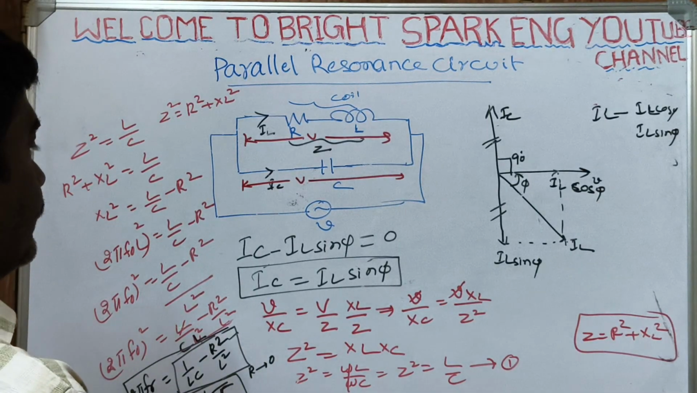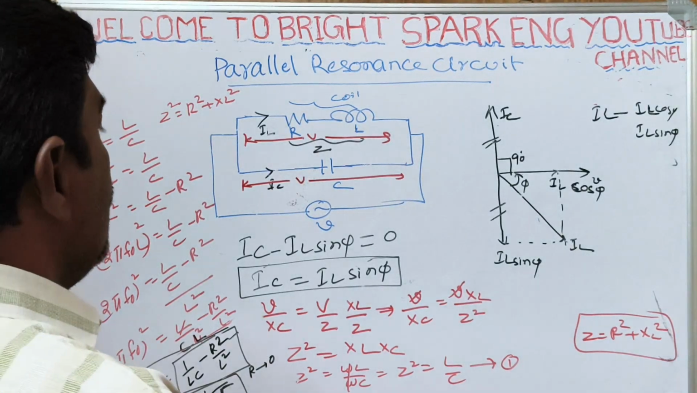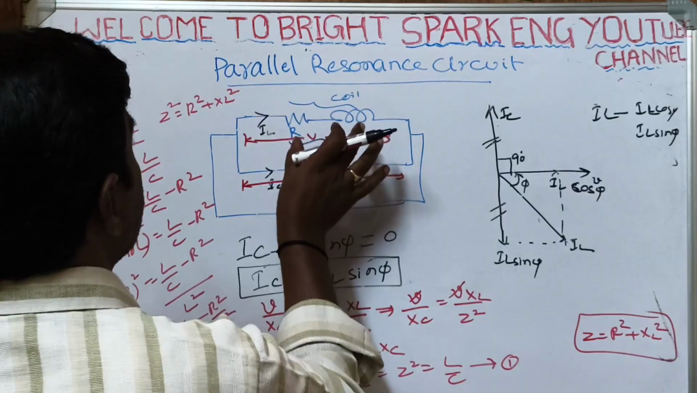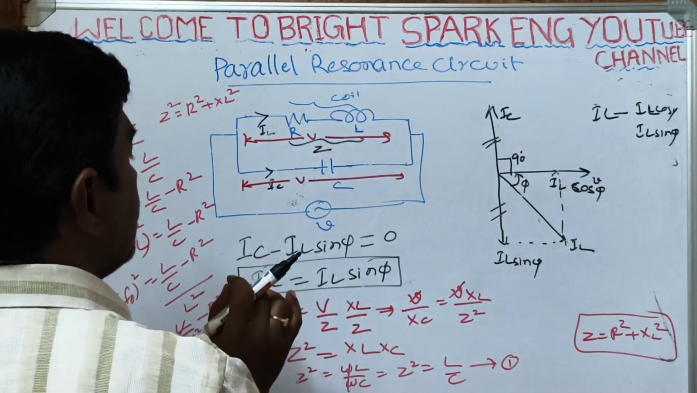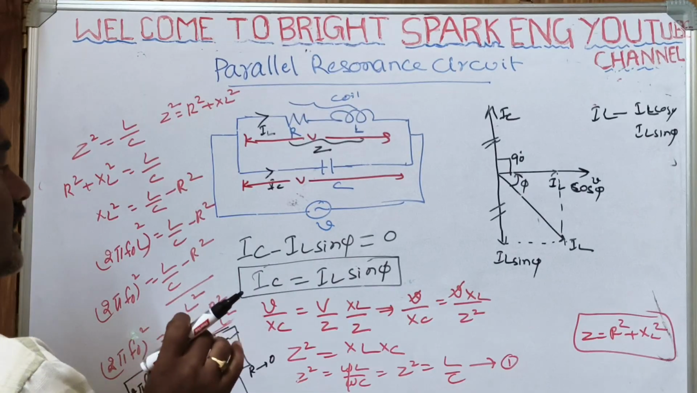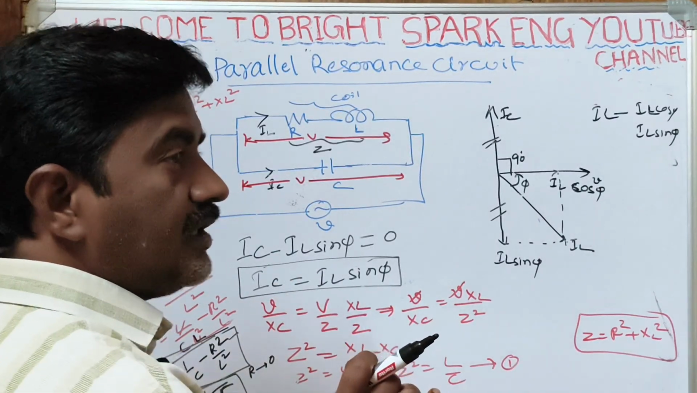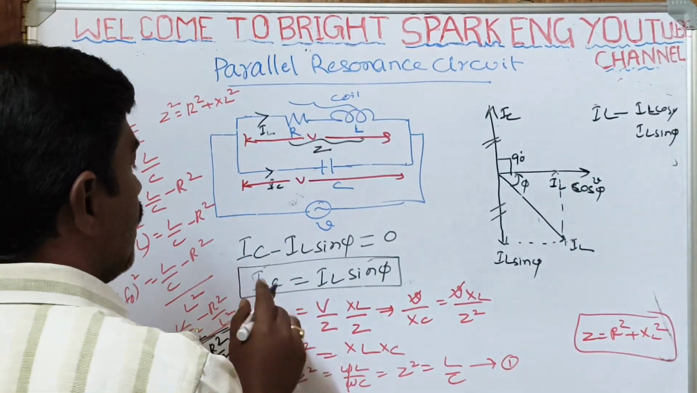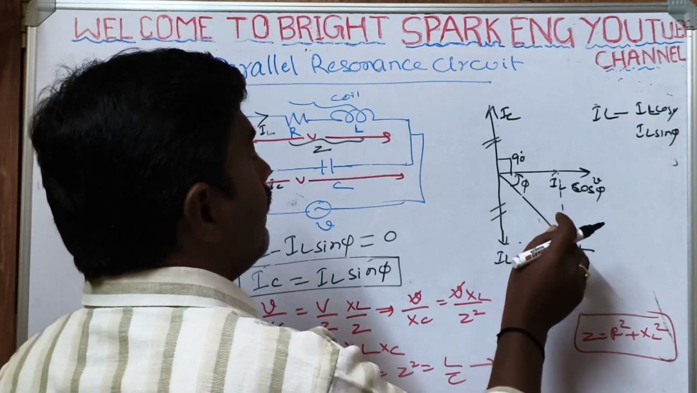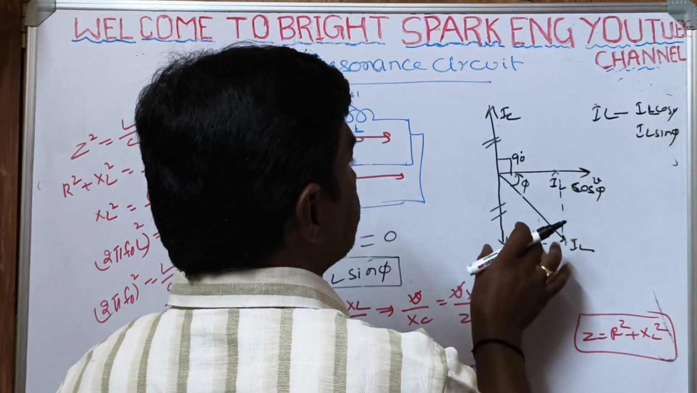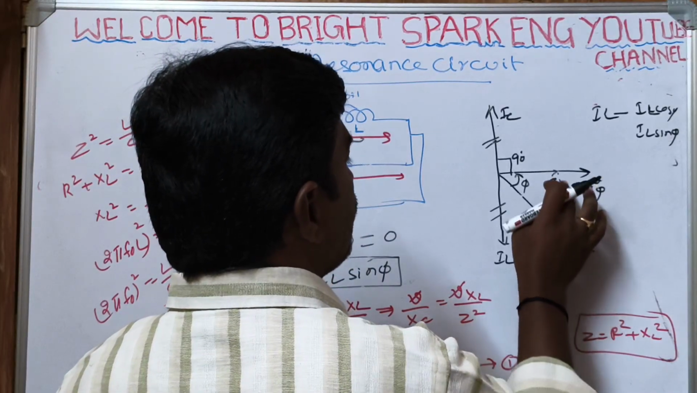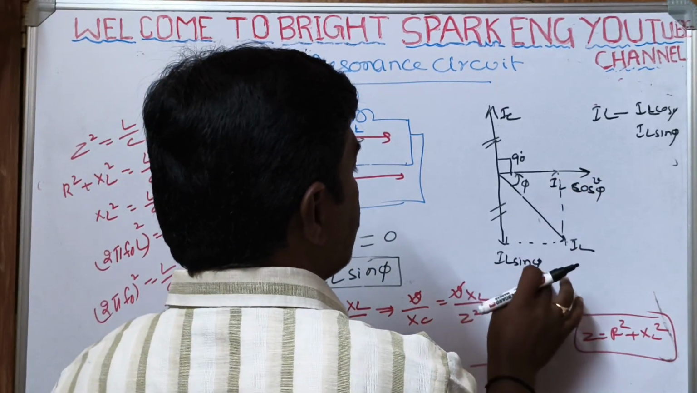Once again, I will explain that. Any parallel circuit acts as a resonance circuit, which means the reactive components of the currents are equal to 0. IC minus IL sin phi is equal to 0. As for the phasor diagram, IL is divided into two components, IL cos phi and IL sin phi.